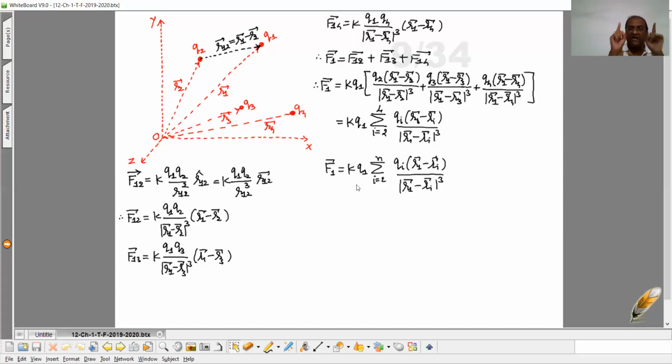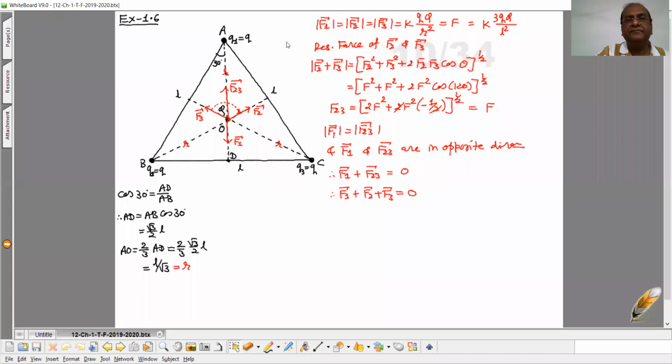Suppose in this way we have an assembly of n charges and we want to calculate the force acting on charge Q1. Then we have to calculate the force acting on charge Q1 due to the remaining n minus 1 charges, and after that we have to take the vector summation of all those. So we can write the force on 1 by n charges as KQ1 sigma i equal to 2 to n Qi into R1 minus Ri upon magnitude R1 minus Ri cube. And this is also called the superposition principle. Clear to all of you?